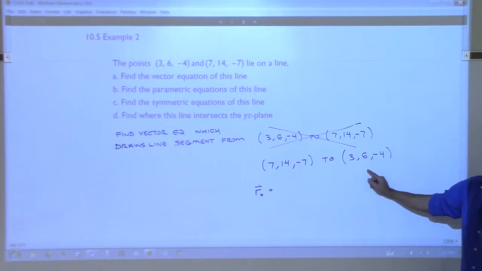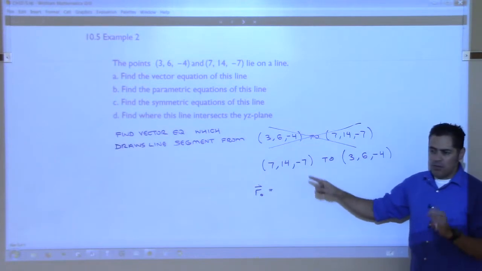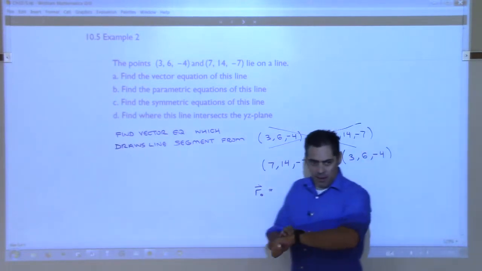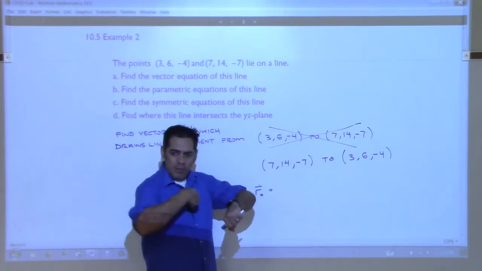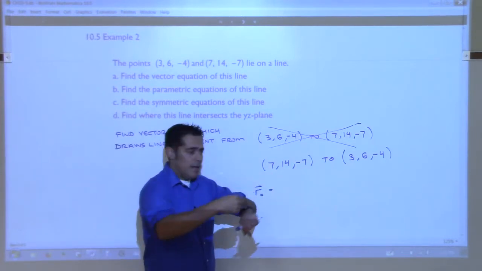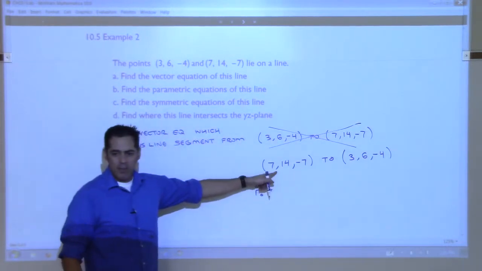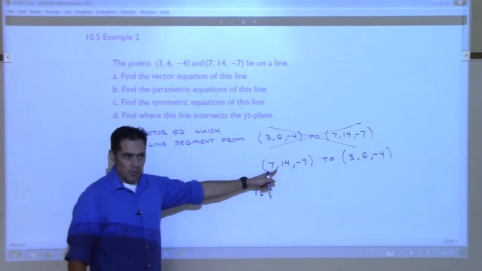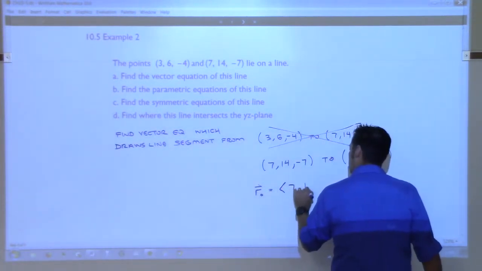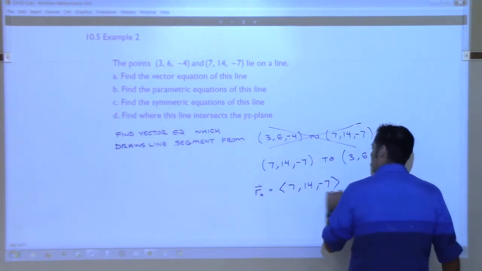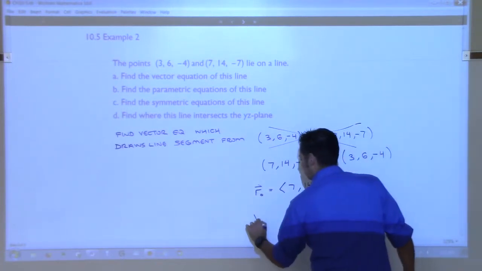And it really doesn't matter what r naught is if you're drawing the whole line. But if you want to start, think about it like a clock, right? If I want to start the clock and be here, and then run my time from 0 to 1 and end here, then my r naught has to be this one, where my starting point is. So I'm going to have 7, 14, negative 7. That'll be my r naught. Now what's my direction vector?